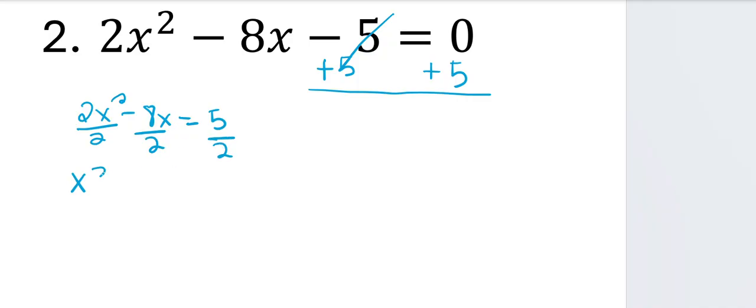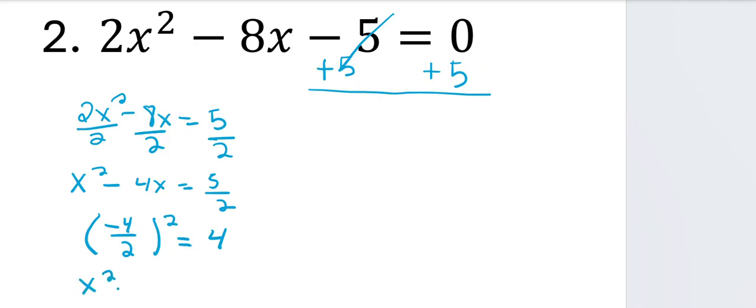So this becomes x squared minus 4x equals 5 over 2. Then we're going to take the -4 divided by 2 and square it. -4 divided by 2 is -2, -2 squared gives you positive 4. I'm going to rewrite this as x squared minus 4x plus 4. Remember, the next step is to add that to both sides.